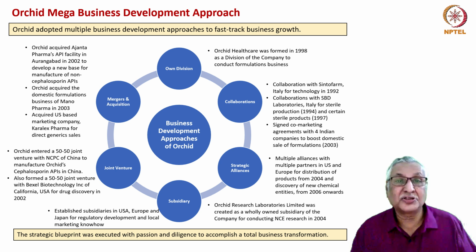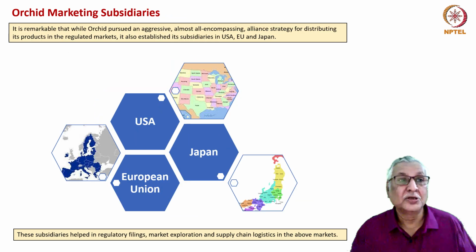This vast strategic blueprint was executed with passion and diligence to accomplish a total business transformation in the company. Orchid's marketing subsidiaries helped the company pursue a very clear path in different geographies, even in parallel to the alliance strategy. The subsidiaries were based in USA, Japan, and European Union. These subsidiaries helped in regulatory filings, market exploration, and supply chain logistics in the above markets.